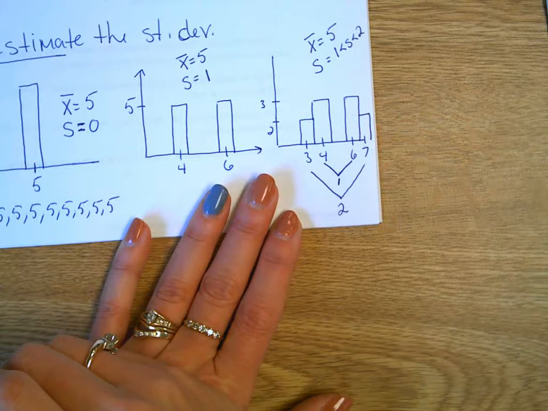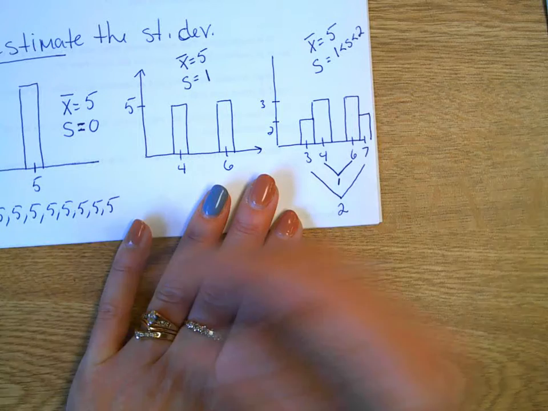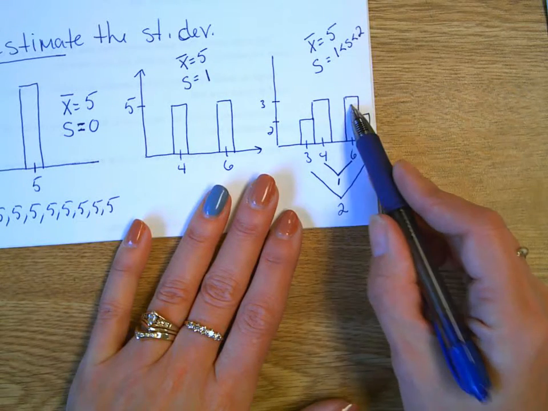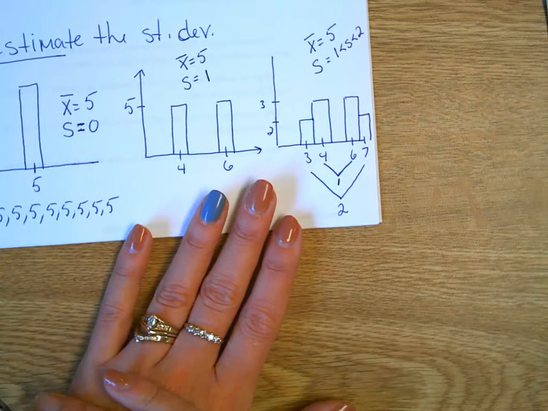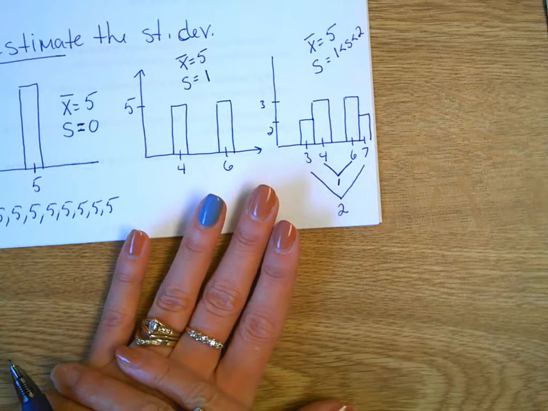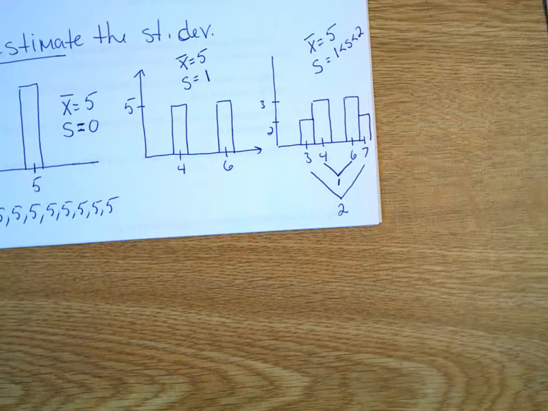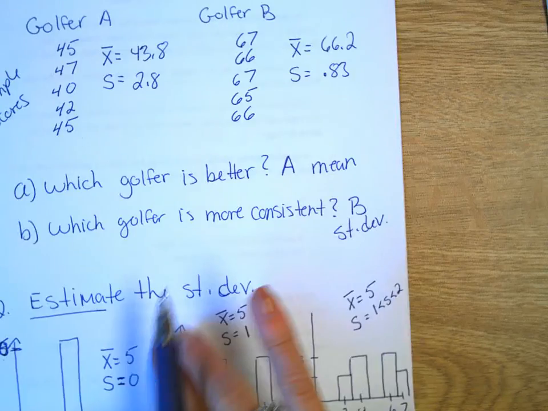Is it closer to 1 or closer to 2? Closer to 1. Why is it closer to 1? There are more values. I've got 6 values that are 1 away, and 4 values that are 2 away. So it's probably less than 1.5 even. We probably could have got it better than what we have there, but it's just a rough estimate. You're good with that? Just rough estimating?